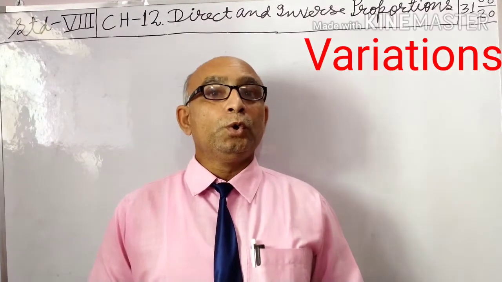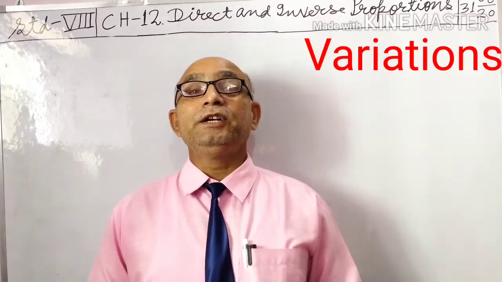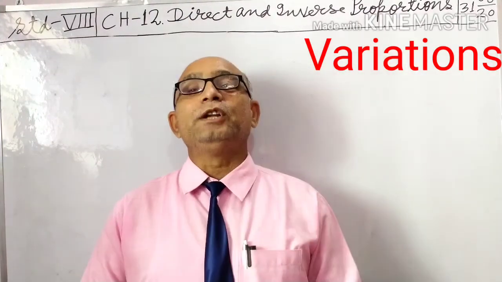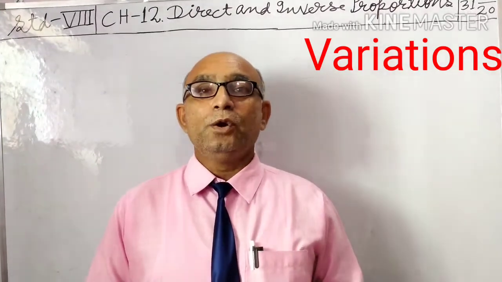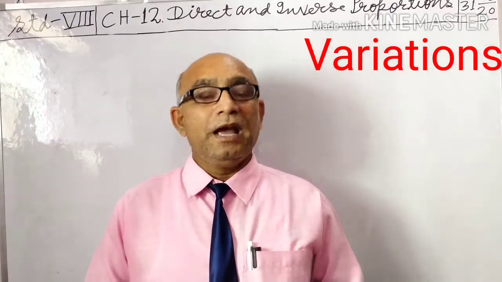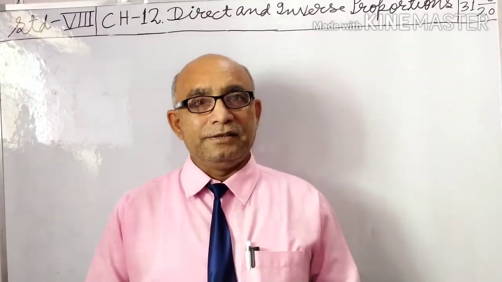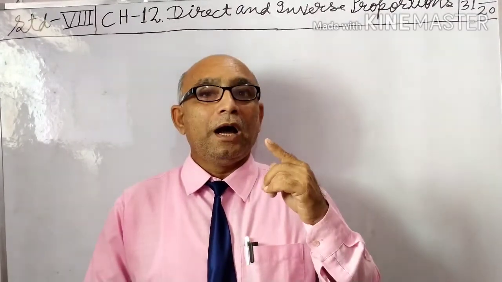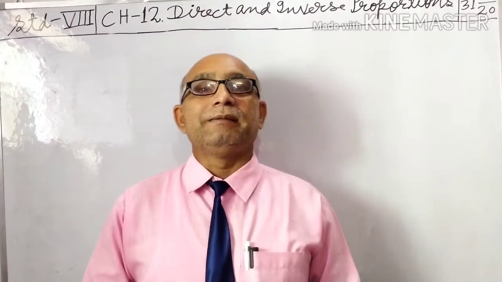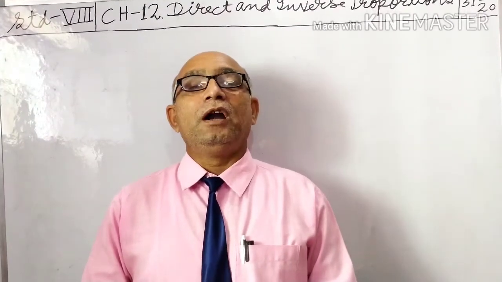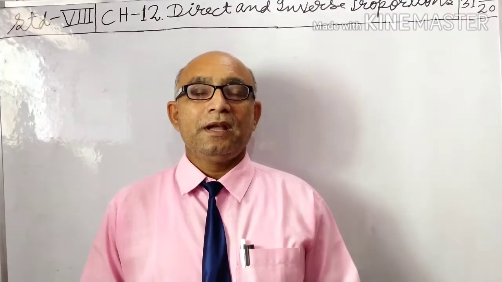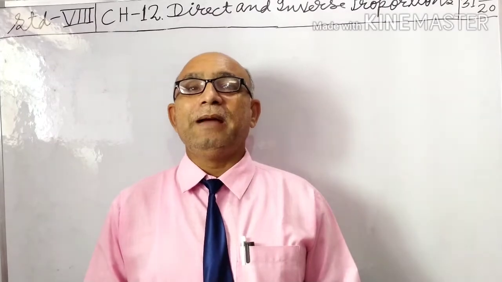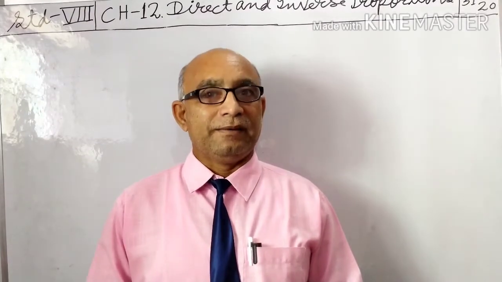If two quantities are dependent on each other, such that one increases, the other increases, or one decreases, the other decreases, or one increases, the other decreases, or one decreases, the other increases, they are called in variation. There are two types of variation: direct variation and inverse variation.